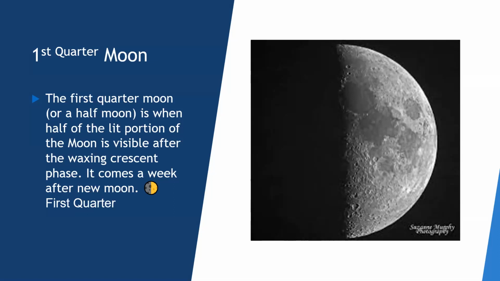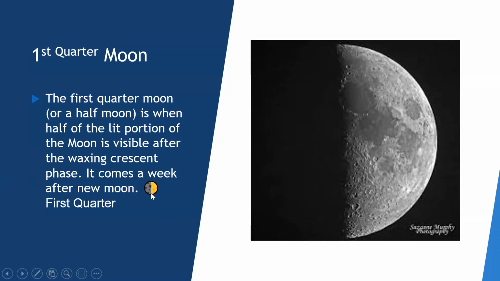Then we have the first quarter moon. The first quarter moon, also known as a half moon, is when half of the lit portion of the moon is visible after the waxing crescent phase. It comes a week after the new moon, okay? And it's known as a first quarter.